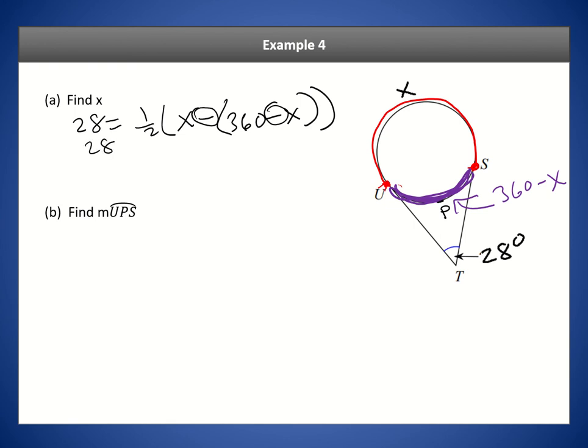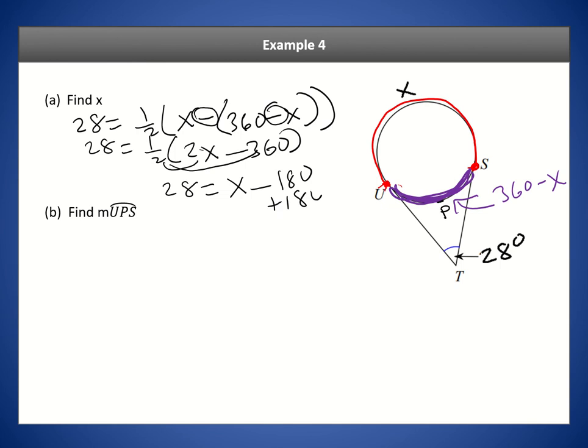So it's going to be 28 equals 1/2 (x plus x is 2x), then we got minus 360. All right, let's cut each of these in half. So half of 2x and half of 360. Half of 2x is 1x. Half of 360 is 180.